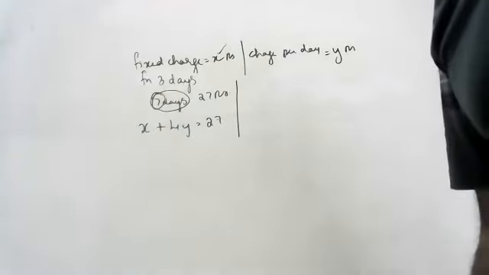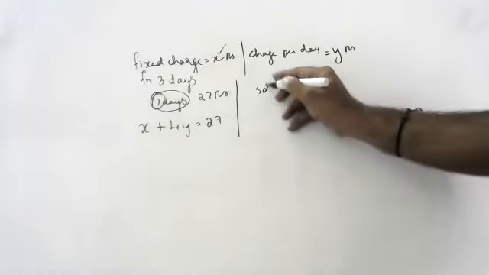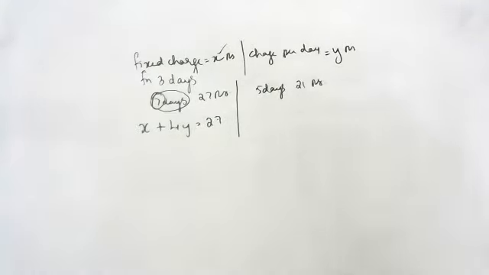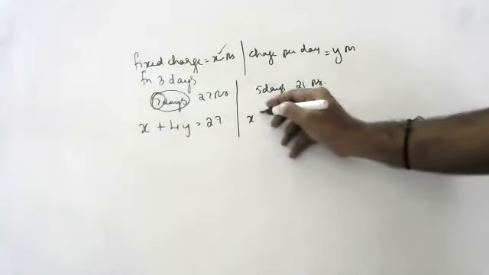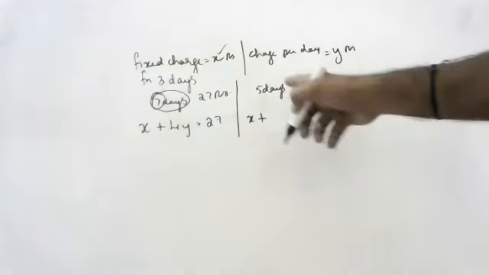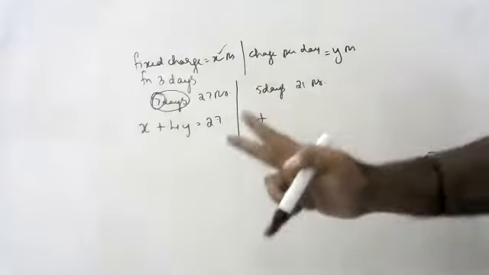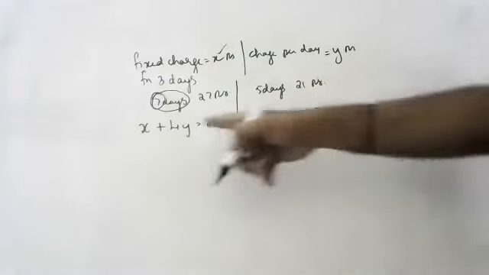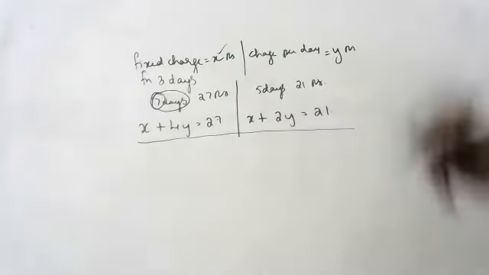And one girl kept the book for 5 days and she paid 21 rupees. x plus 2y is equal to 21. 3 days are over, in 5 days, 3 days over means 2 days only. For the 2 days they will charge y, so 2y, and the total is 21. Very, very, very important question.